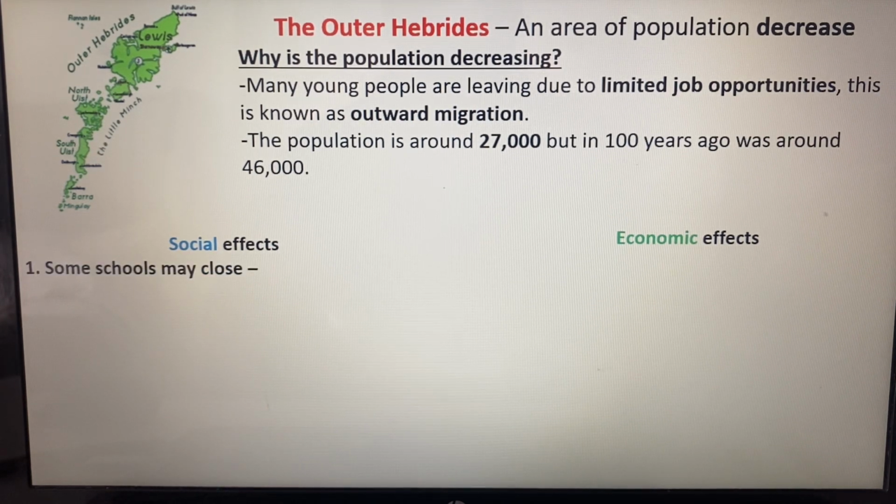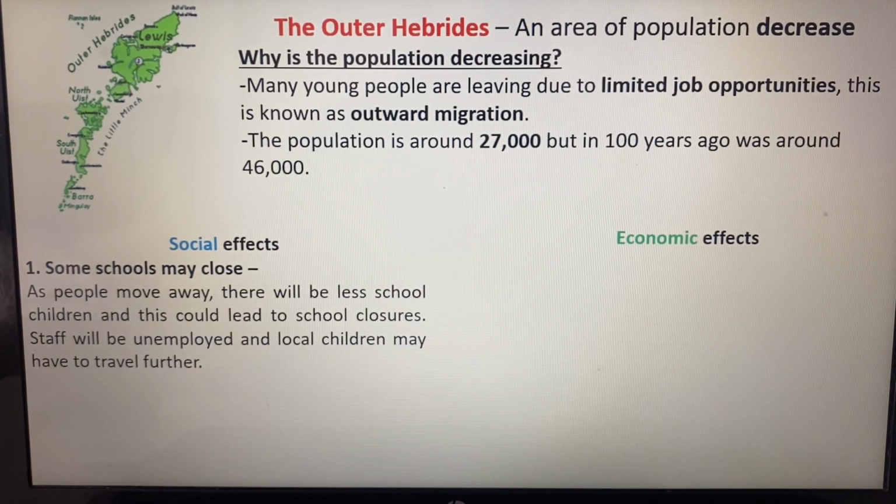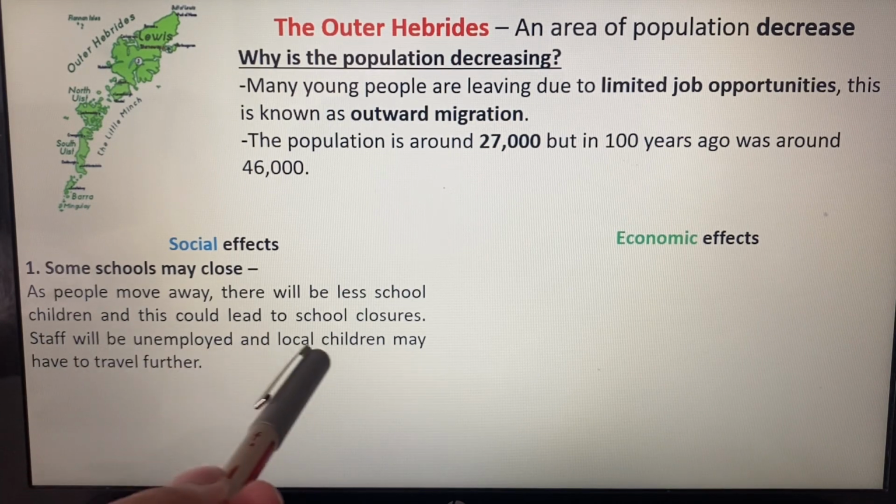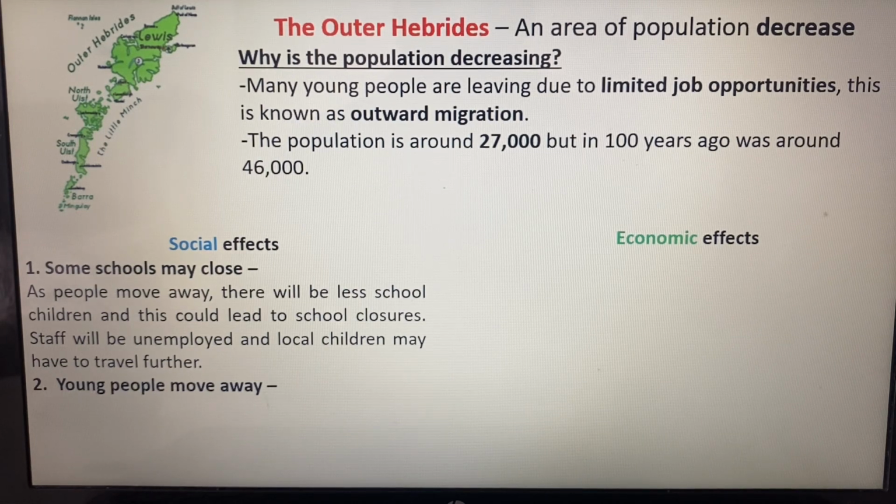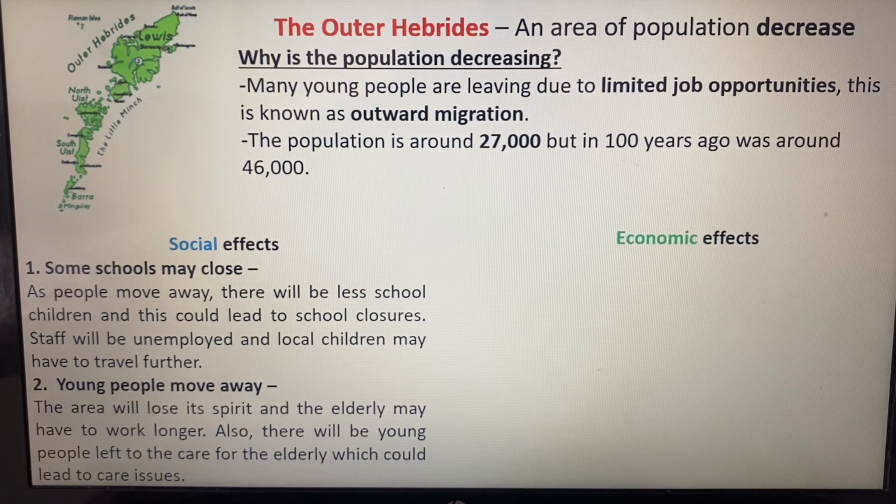So one social impact is that schools may close. Think about it. If there's not enough kids to teach in a school, that school might have to close, and then those students might have to go to another school, traveling further. As people move away, there'll be fewer children. That could lead to school closures. It could lead to people losing their jobs, like teachers. If the young people move away, who's going to do the jobs in all the services that are there? So the area will lose its spirit. The elderly may have to work longer because the young people have left the area, and there are lots of job vacancies. And you get an idea.